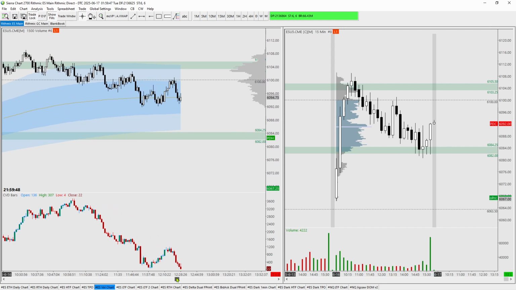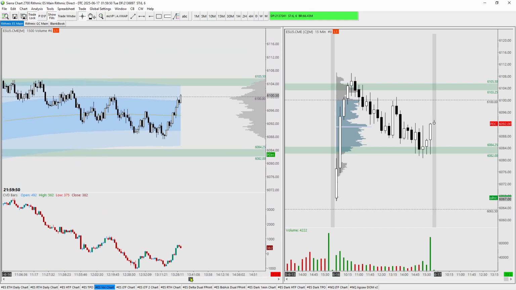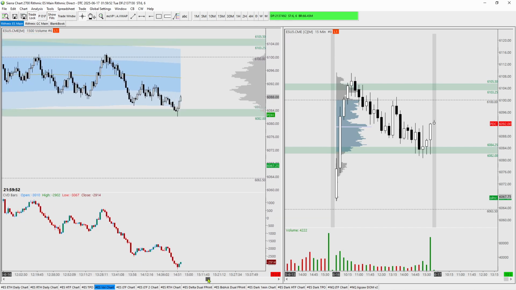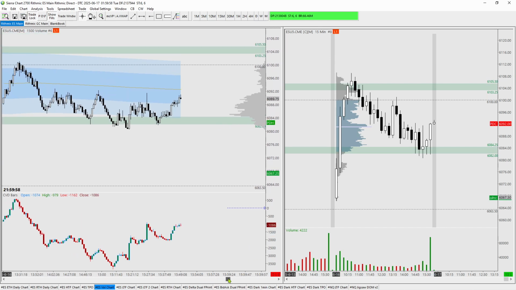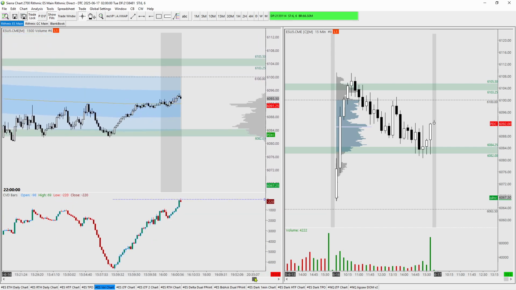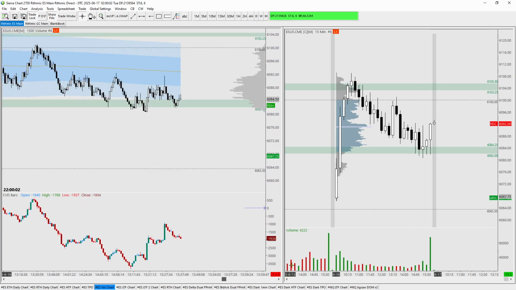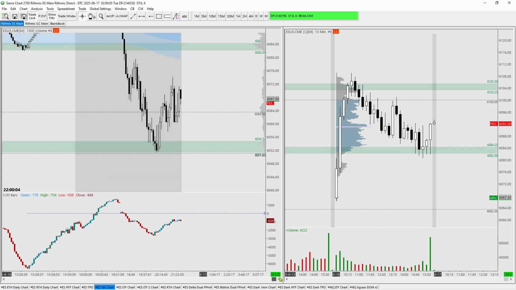Anchored VWAP is not a holy grail. This is all you need. You can see if you tried trading it there, you would get chopped around really badly. But yeah, that's kind of how I'm looking at the markets lately. Lately being the last few years.